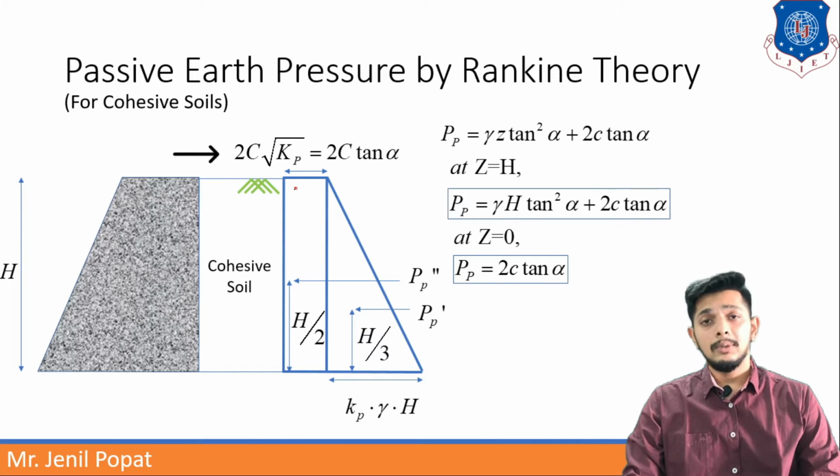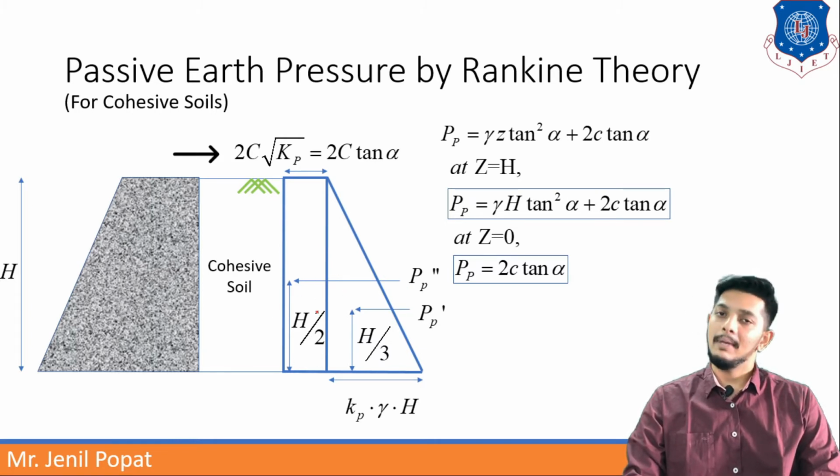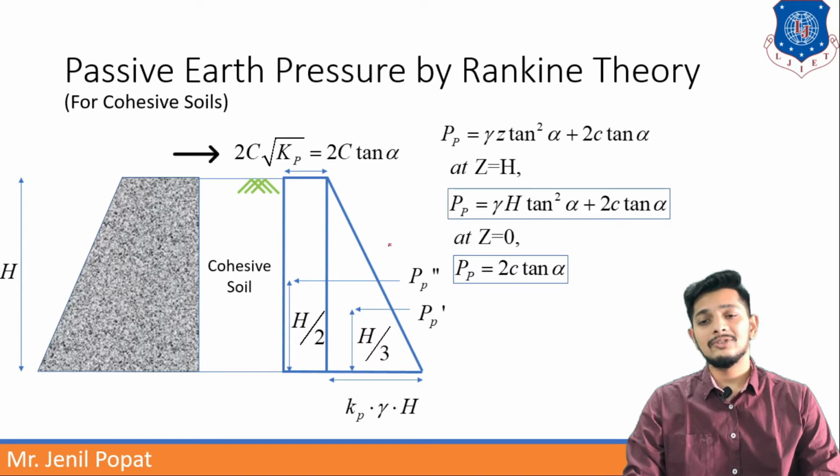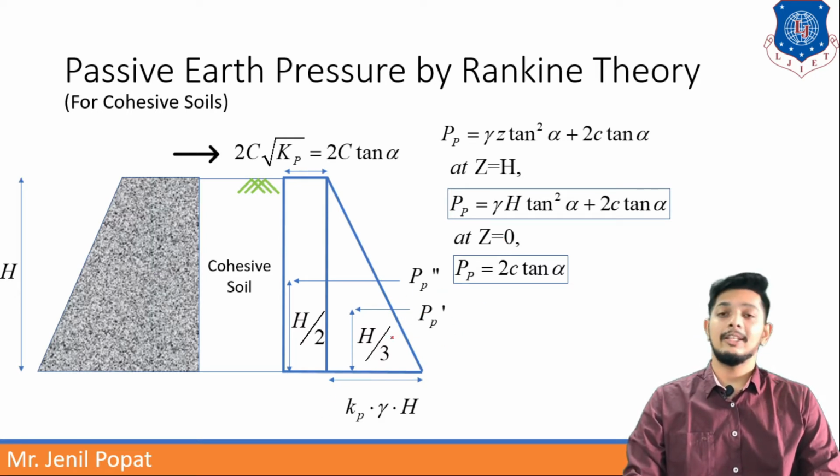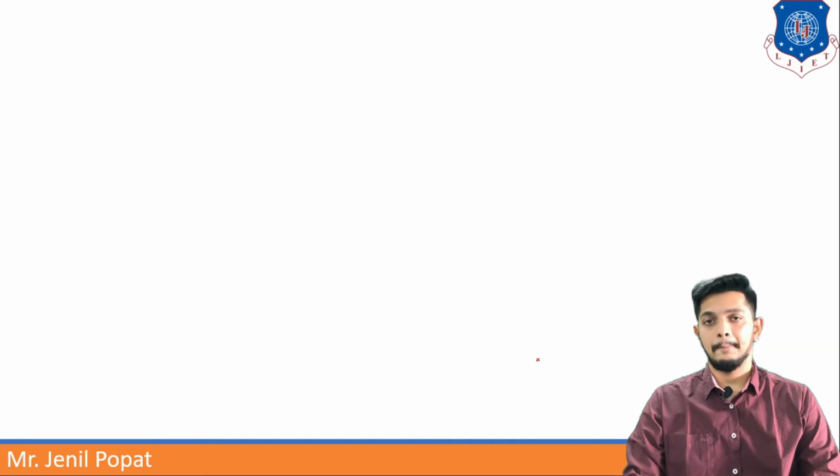Now you must understand where these pressure forces will act. If I am considering surcharge only, or 2c tan alpha only, then these forces will act at H by 2 from the base. And if I am considering this triangle, or we can say gamma H tan square alpha, then Pp dash will act at H by 3 height. Let us move forward to a numerical so that we can clear our understanding.